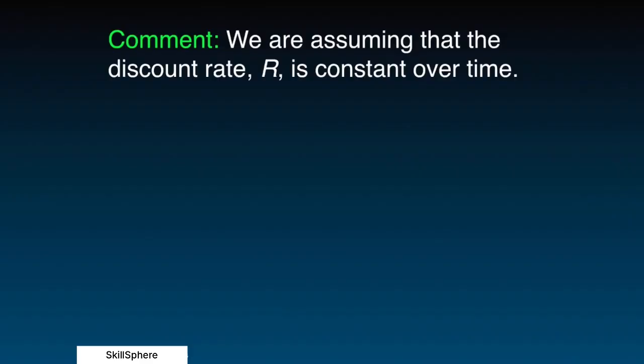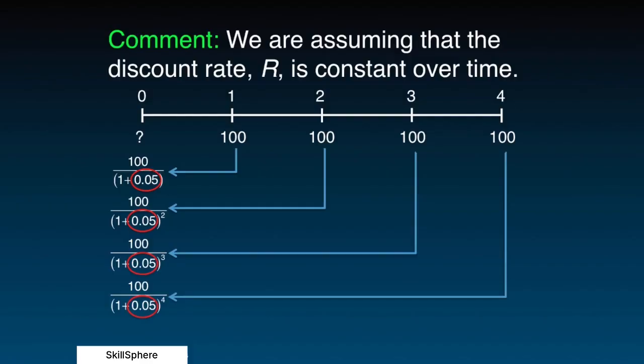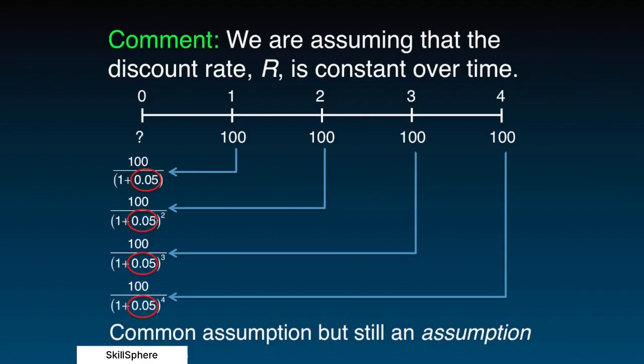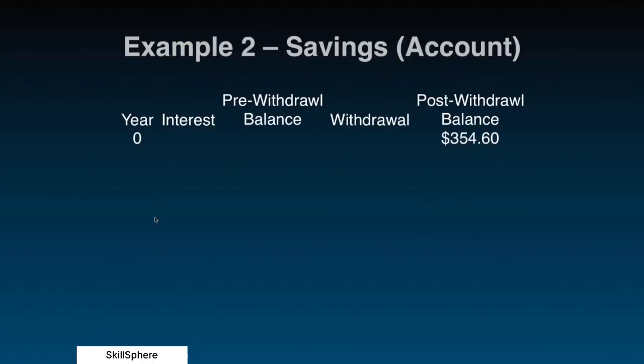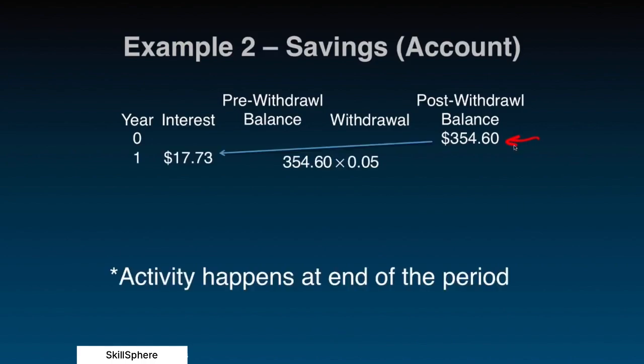Okay. Now, I want to mention, we're assuming that the discount rate R is constant over time. See, when I pull back each cash flow, I discount each one by the same 5%. That's a common assumption, but I want to emphasize it's still an assumption, one we're going to look at when we talk about the term structure of interest rates and yield curves later on. But what's going on in the background? How is this working? What's actually happening on a dynamic basis? Well, at time period 0, we're depositing $354.60. Then we're going to earn interest at 5% on that money, which is going to amount to $17.73.